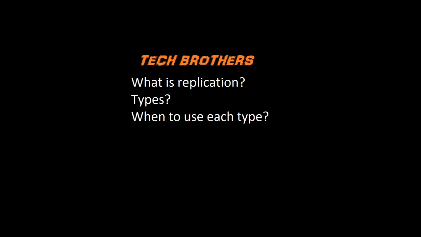Now let's talk about the types of replication. There are three types: snapshot replication, transactional replication, and merge replication. Under what scenario do we use each type? Just briefly, snapshot is the heart of replication. The remaining two types of replication actually use snapshot replication in the beginning.